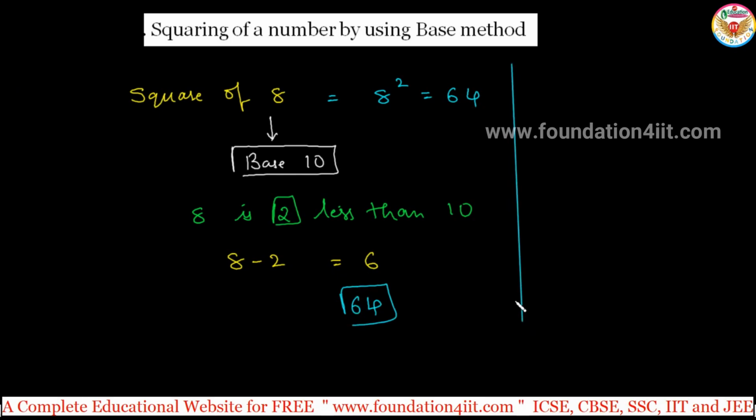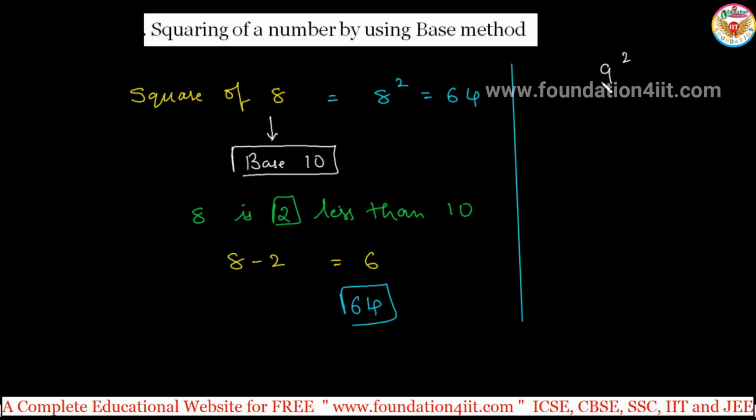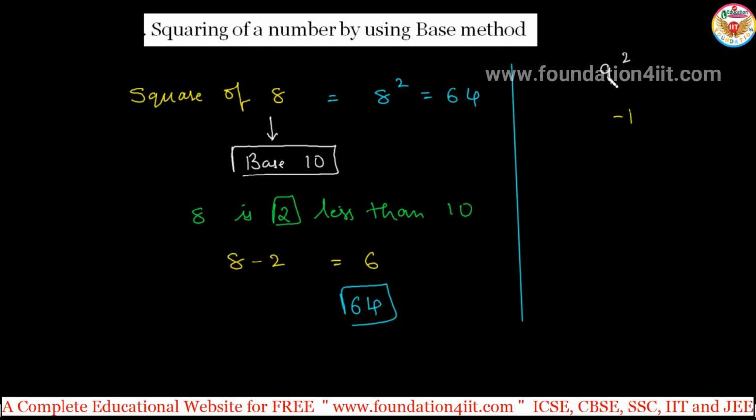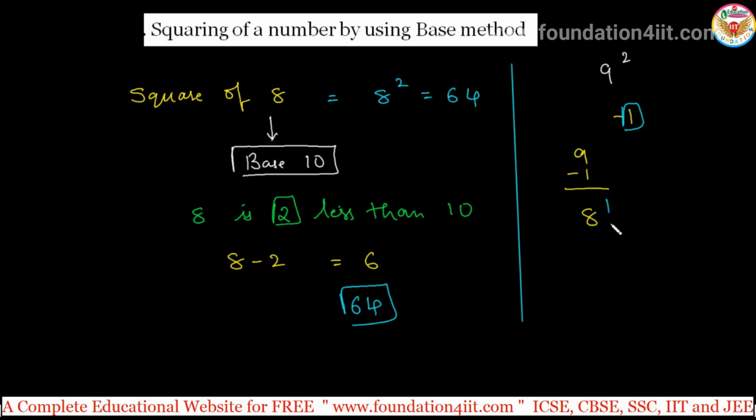Let us see one more example. Instead of 8, let us take 9. What is 9 square? Now immediately in mind, how much to the base 10, because 9 is close to the base 10. So for 10, how much is it less? This is 1 less. For the base 10, this is 1 less. So immediately you subtract in mind, that minus 1 you subtract from the 9. That is 8. Next, which number is less? So 1 is less, right? Then 1 square is again 1. So 8 1 is 81. 9 square is 81.